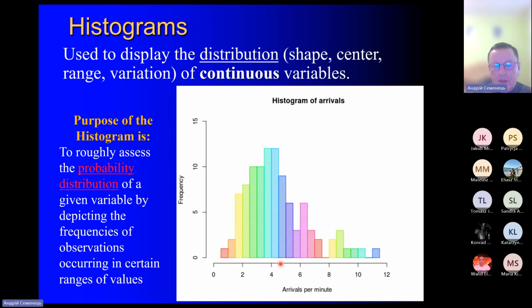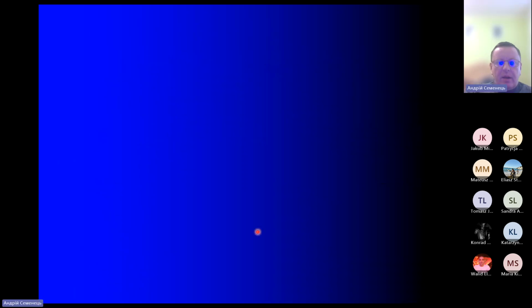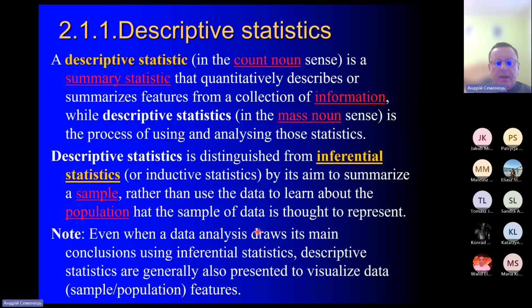No, here half minutes have been used. Sorry, I was wrong. A 30 seconds interval had been used as the measure. And here between 3.5 and 4.5 minutes we have the maximal frequency of arrivals.